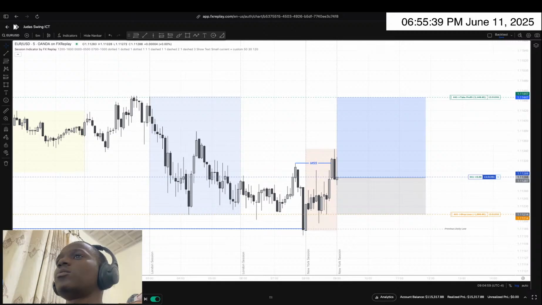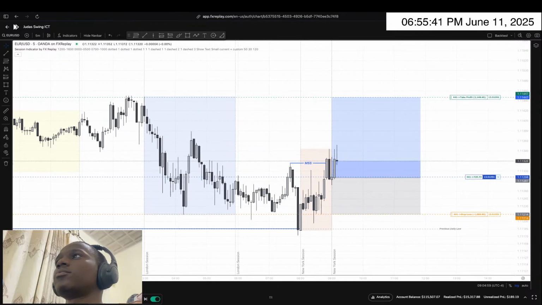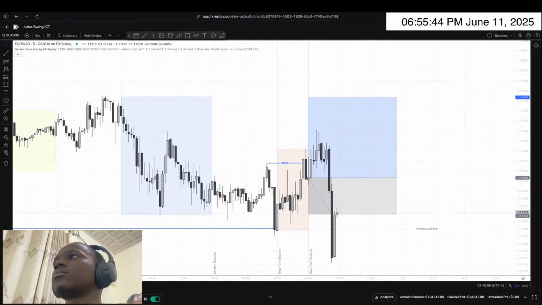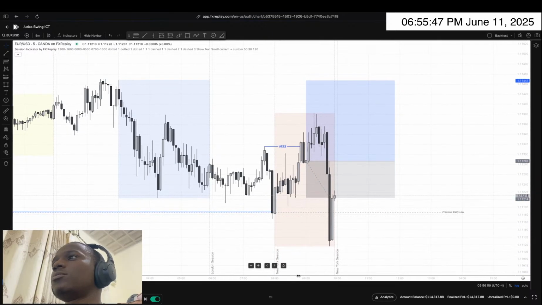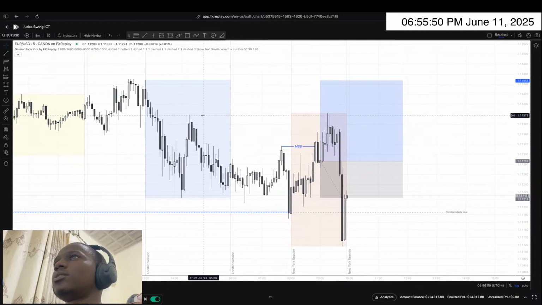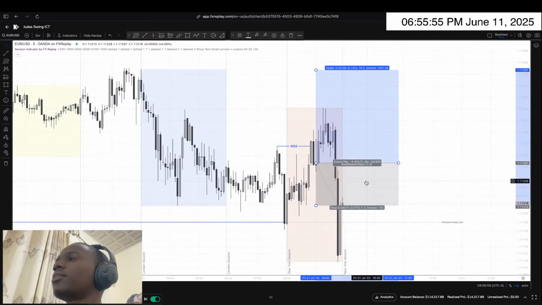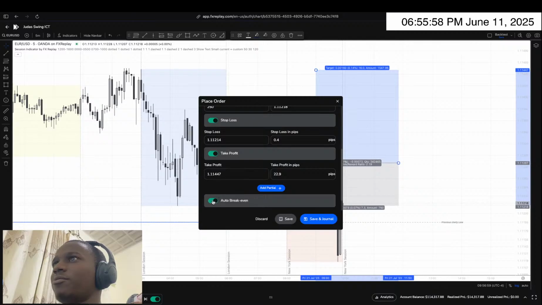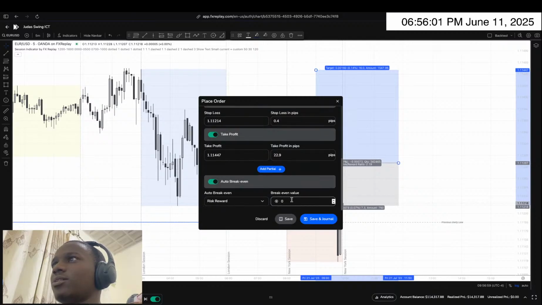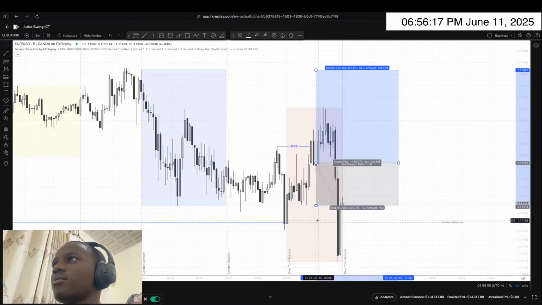Let's play it in 1 minute and see. We end up hitting stop loss, didn't hit TP, but we just took out this high by a tick, which means I think we can start doing some kind of auto break even, like when risk to reward or price. So when risk to reward becomes 1, we can move the break even to 1.5. Maybe when break even becomes 1.5, we can remove auto break even.